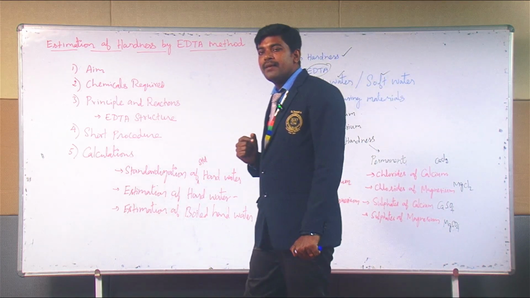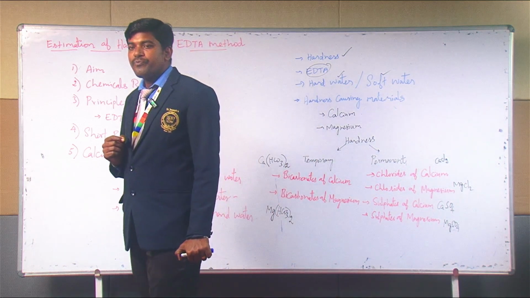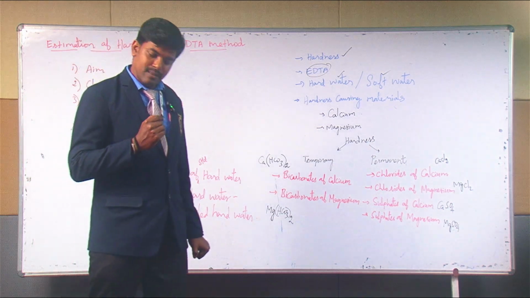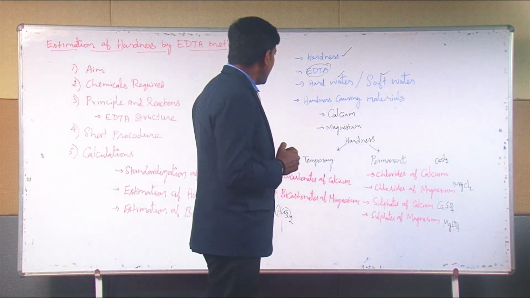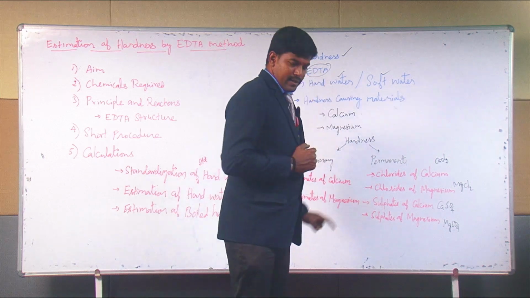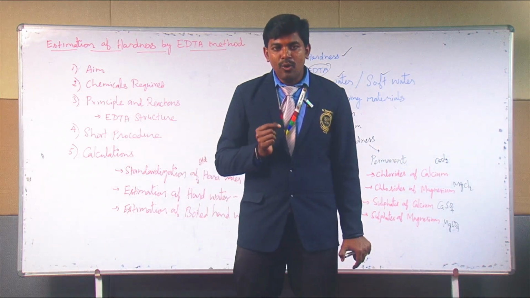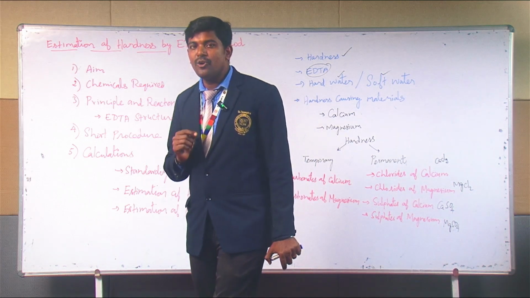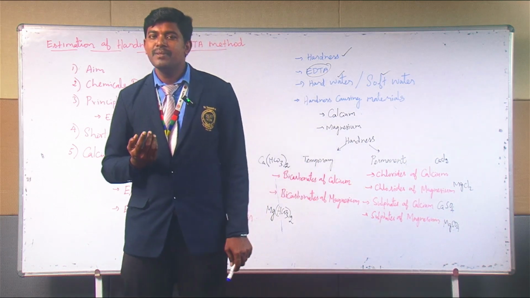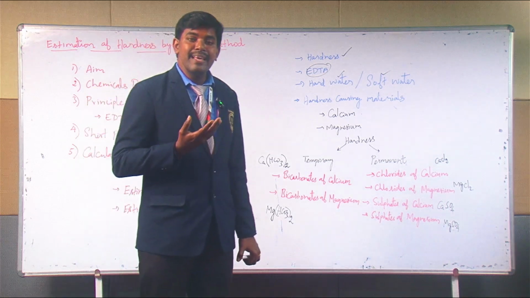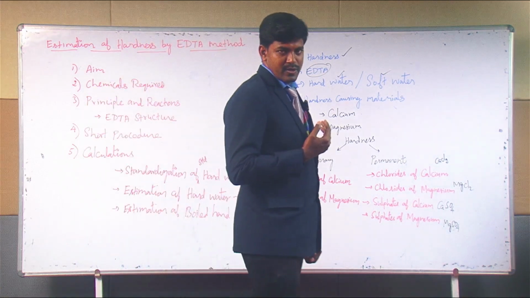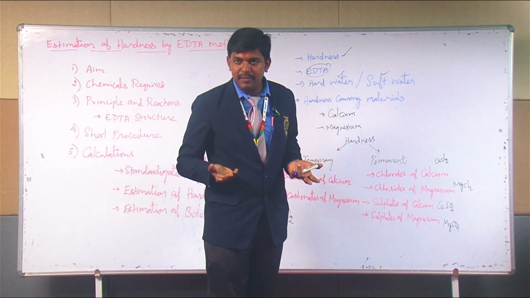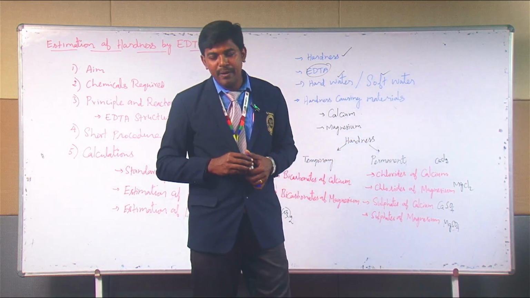Hardness is a property of hard water which does not produce lather with soap solution. Hard water is the water which does not produce a lather with soap solution. The reason is that hard water contains calcium and magnesium salts. The vice versa is soft water. If the water lathers with soap solution, that is called soft water.